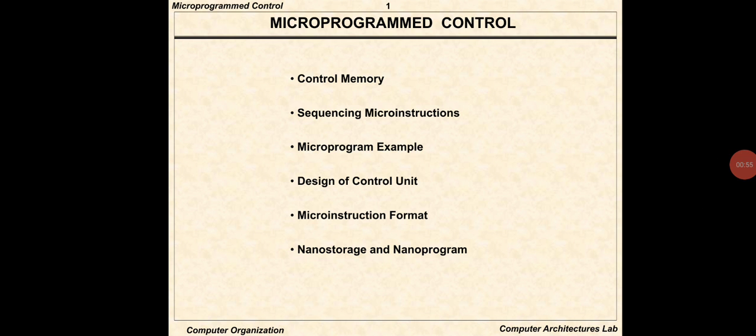In our microprogrammed control unit, we will come across the following topics. First is your control memory. Second is sequencing micro instructions. Third is microprogram examples. Fourth is the design of the microprogram control unit. And what do you mean by micro instruction format? Coming to the nano storage and nano programs, this is not there in your syllabus.